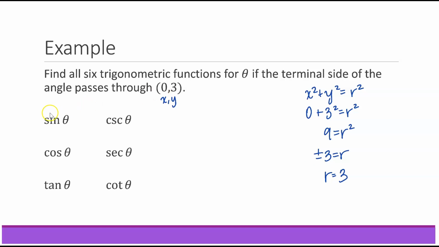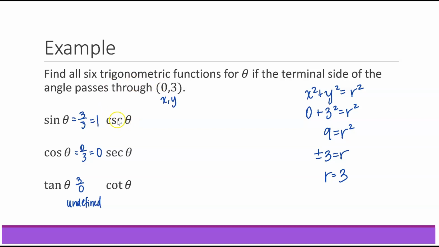Now, if we want to find all 6 trigonometric functions, we know that sine theta is y over r, so we get 3 over 3, which is just 1. Cosine theta is x over r, so that's 0 over 3, which is equal to 0. Tangent theta is y over x, so we have 3 over 0, but we can't divide by 0, that's undefined, so tangent theta is undefined.